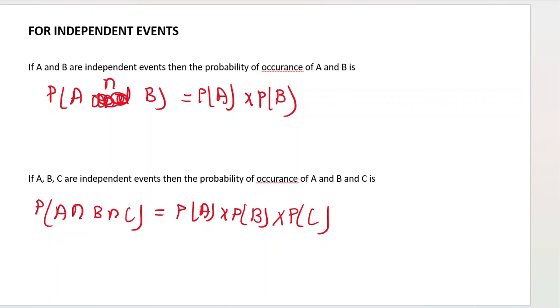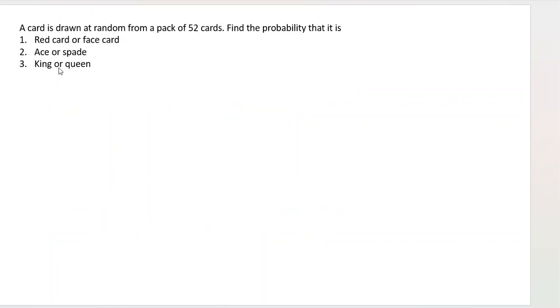And now we solve some problems related to addition and multiplication theorem. The first problem is, a card is drawn from a pack of 52 cards. Find the probability that it is red or face. We solve this. So we want probability of the card being red, we denote it by R. This OR is replaced by union, and this is face, so we denote it by F.